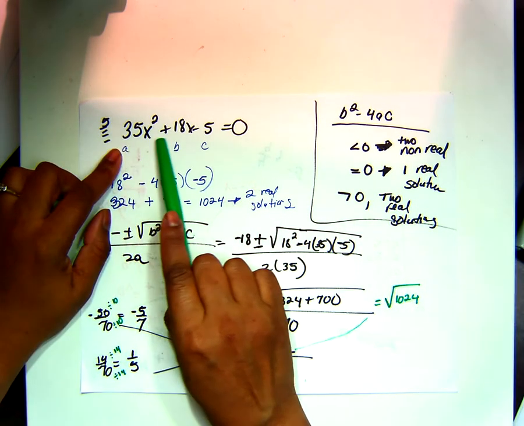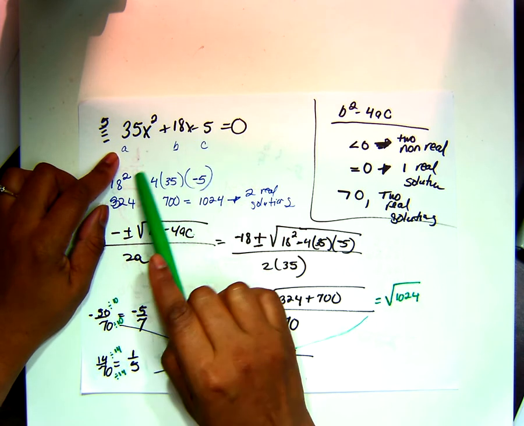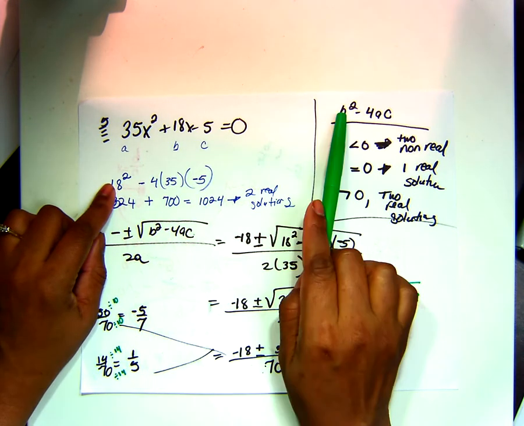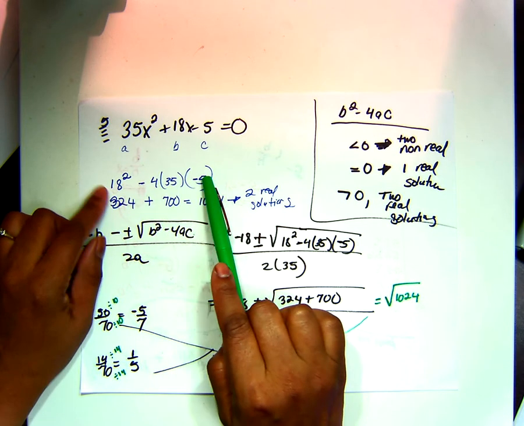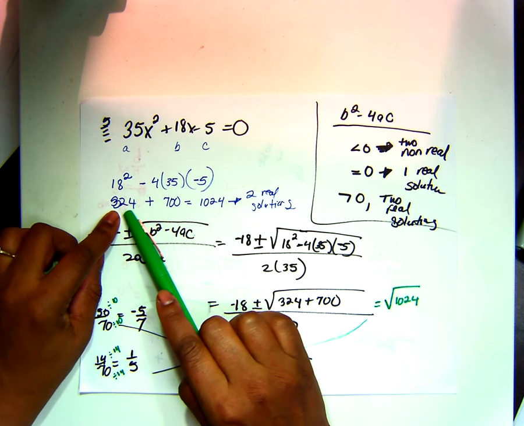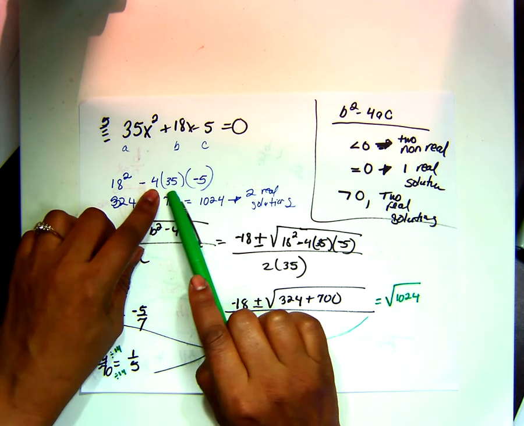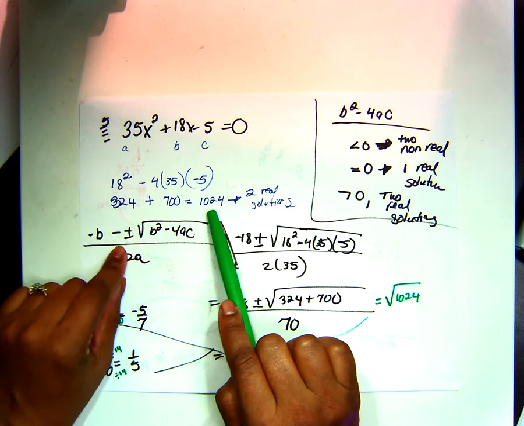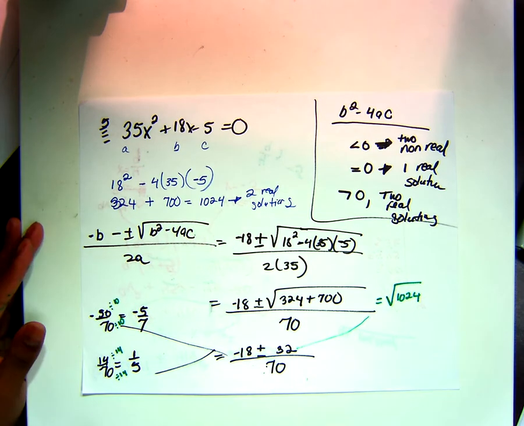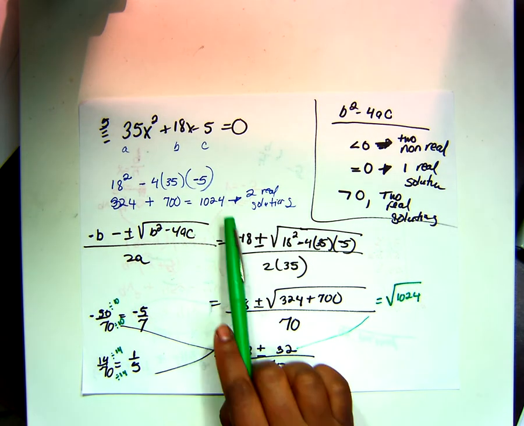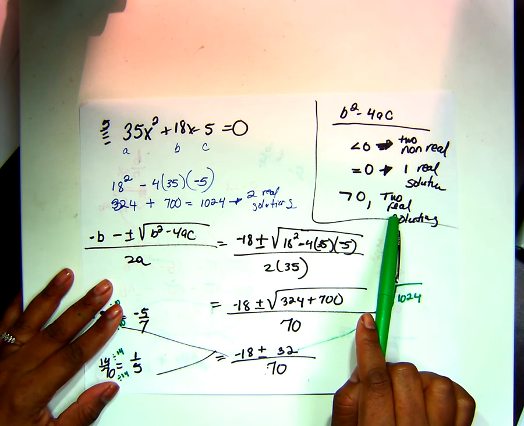So given your equation, we can identify what A, B, and C are. I'm going to substitute A, B, and C into the discriminant itself. So that's 18 squared minus 35 times negative 5. I can simplify all of that. So 18 squared is 324. Once I multiply all that, that's 700. So now my answer is 1024. Since it's greater than 0, we know that it's going to be 2 real solutions.